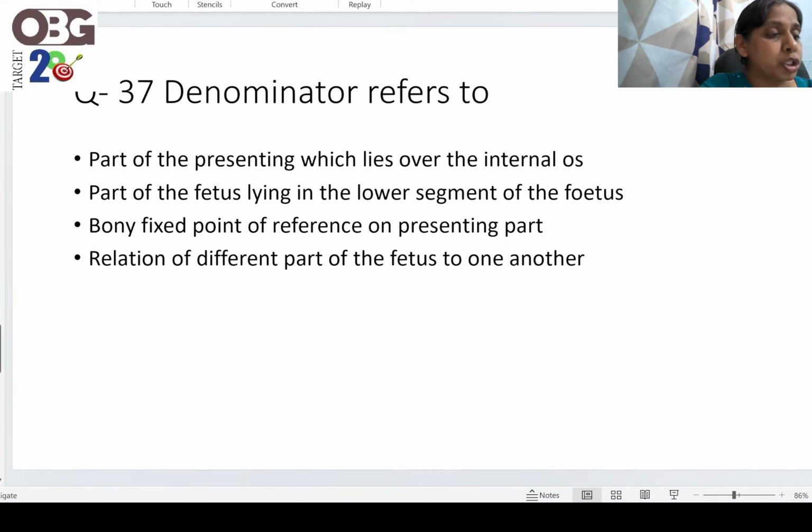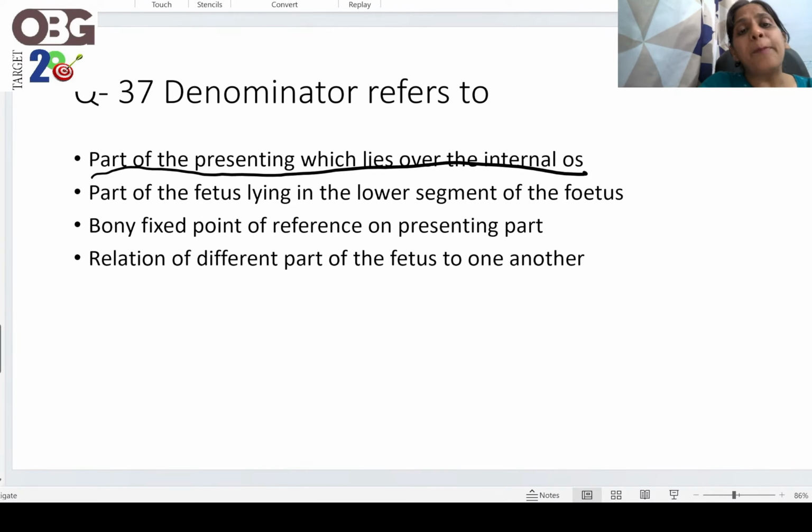First, I should take this question. Denominator refer to. Let us see what we are telling. I will show you, Dr. Kavita. Let us see what is this part of the presenting part, which is, what is A? Denominator. Don't see the question, just tell me what is option A known as.